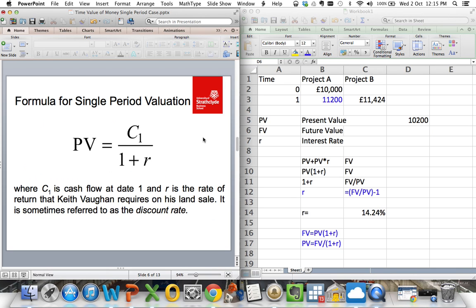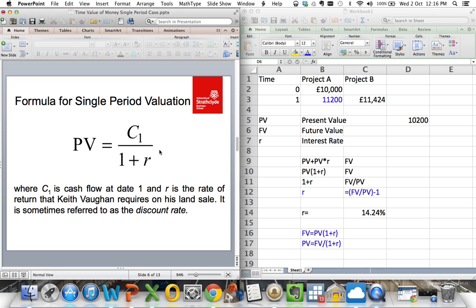So here's the formula. And what I've done here is I'm substituting the cash flow at time 1, which I've called future value, and I'm calling it C1. Now, why am I calling it C1? Well, I'm calling it C1 because the future cash flow occurs at time 1. And I'm going to expand on that. For us, and for our very special case just now, I've just called it future value.